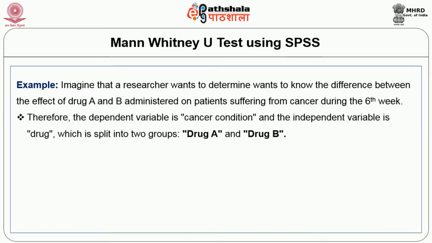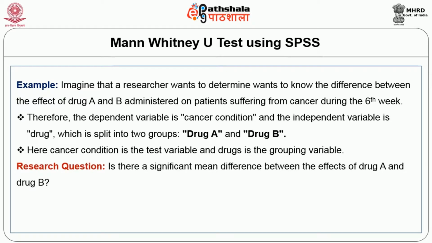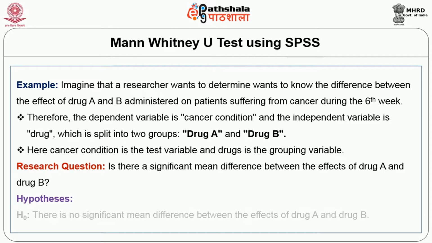Therefore, the dependent variable is cancer condition and the independent variable is drug, which is split into two groups, drug A and drug B. Here, cancer condition is the test variable and the drugs is the grouping variable. The research question for this test would be, is there a significant mean difference between the effect of drug A and drug B? The null hypothesis is there is no significant mean difference between the effect of drug A and drug B.